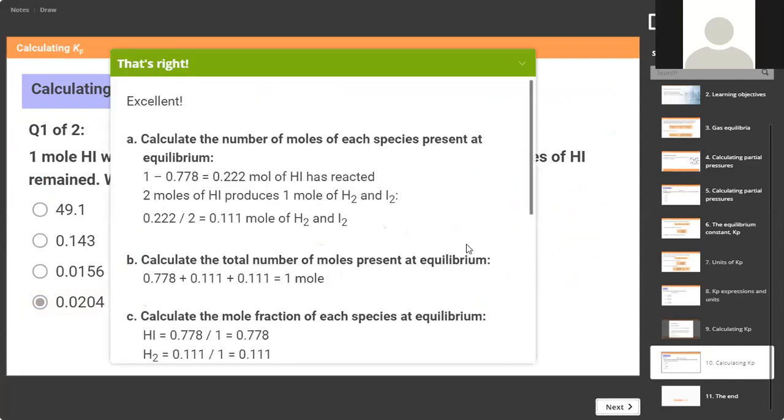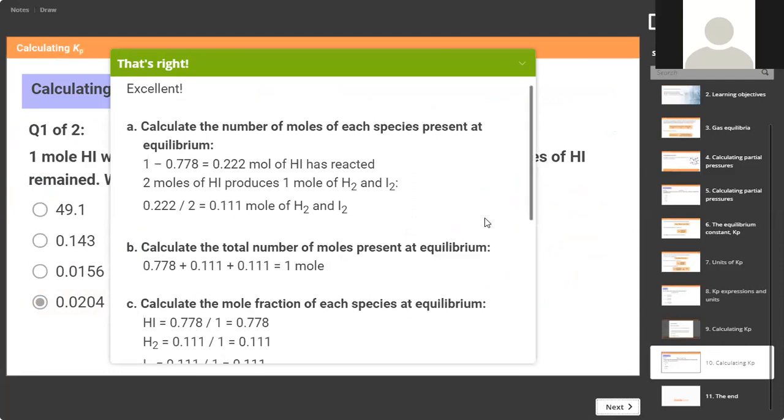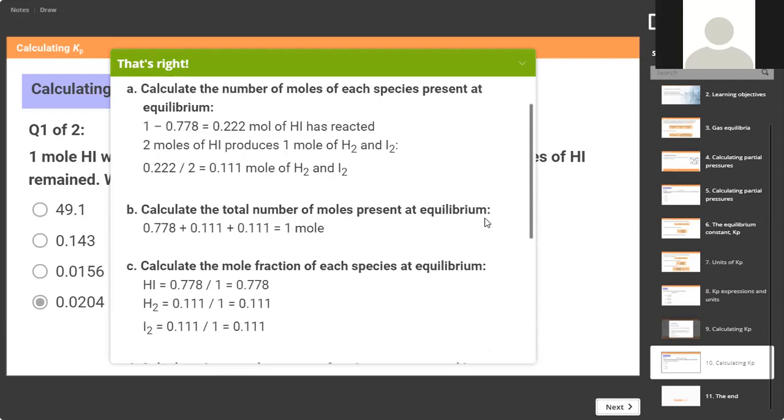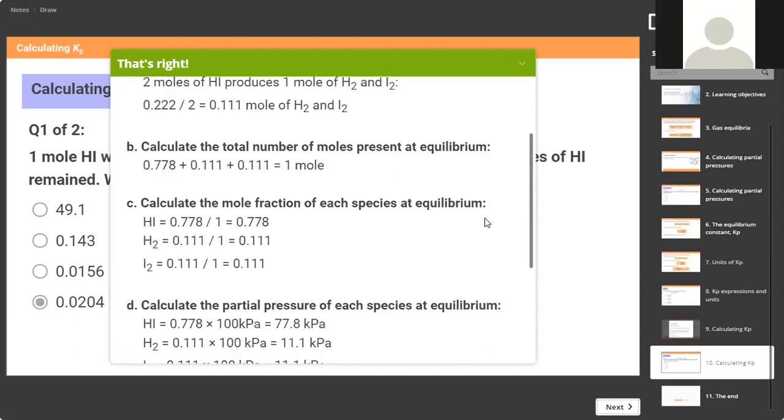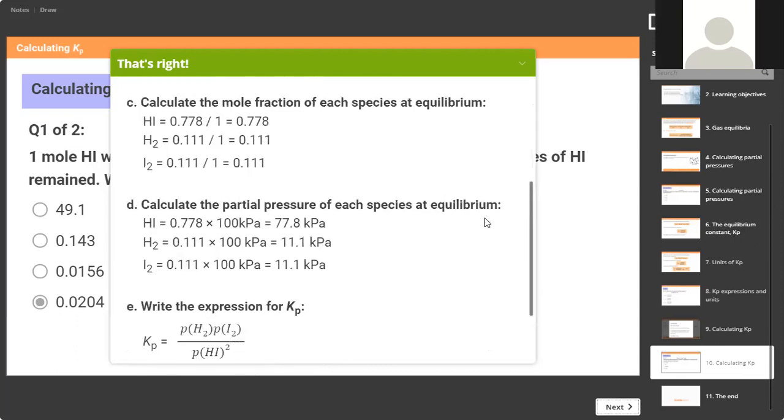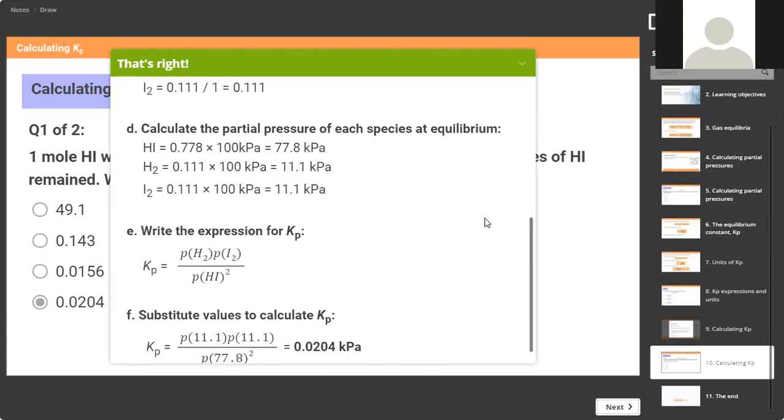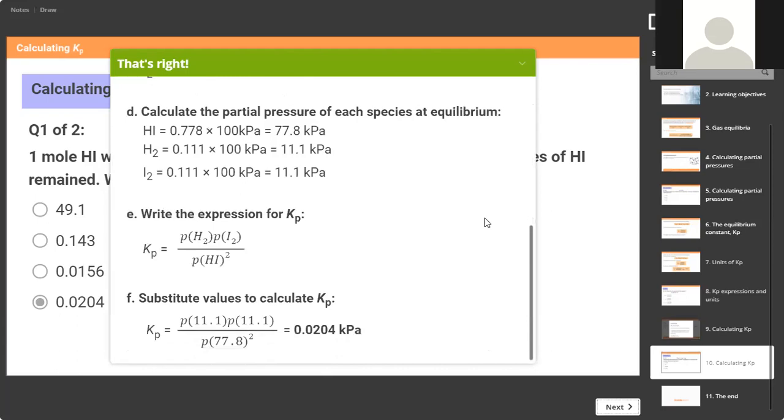And so again, we've calculated the number of moles of each species. We then calculated the total number of moles present at equilibrium. We then calculated the mole fraction of each species, and then the partial pressures of each species at equilibrium, wrote the expression for Kp, and then substituted our values to calculate Kp. So it is quite a long process.